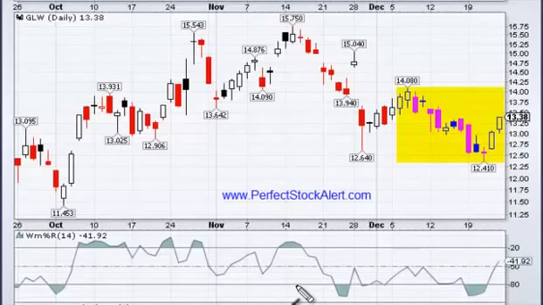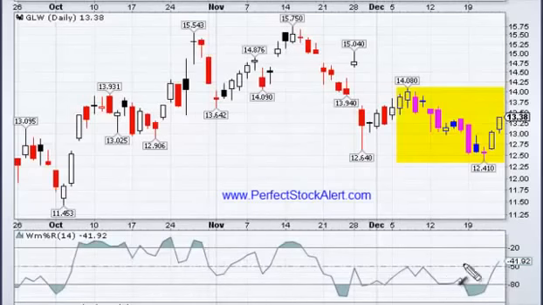Basically anything you can do with the stochastic oscillator you can do with the Williams %R. However, there's a couple of things that the stochastic oscillators can do that the Williams %R cannot do, and for that reason alone, I don't really see a reason to use the Williams %R over the stochastics. So that's just my personal opinion, but I'll show you what we can do with this.